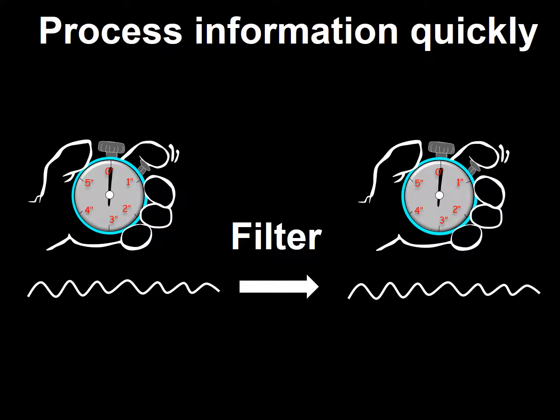And finally, the last important attribute of a good filter is to process information quickly. This is done as not to produce a delay between the input and the output of the signal.